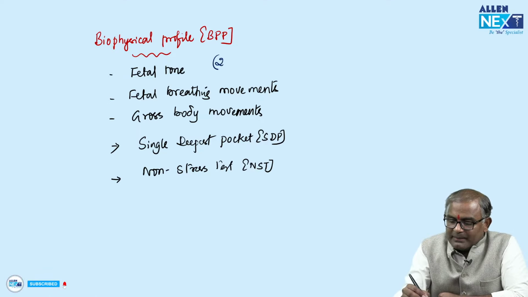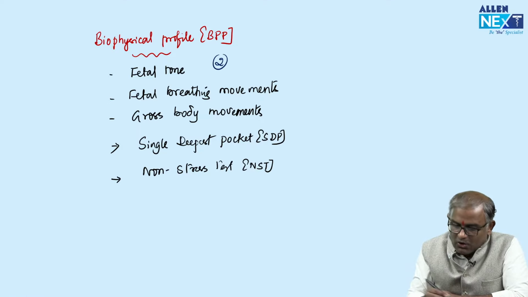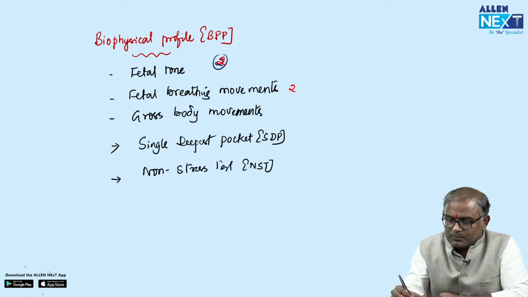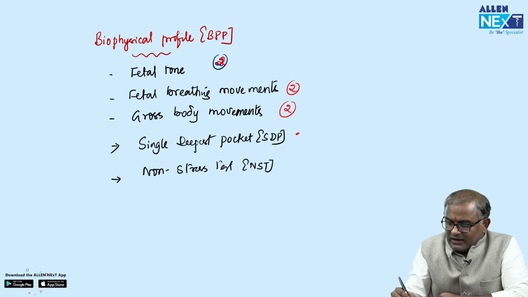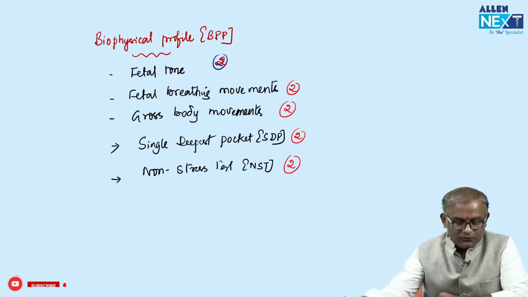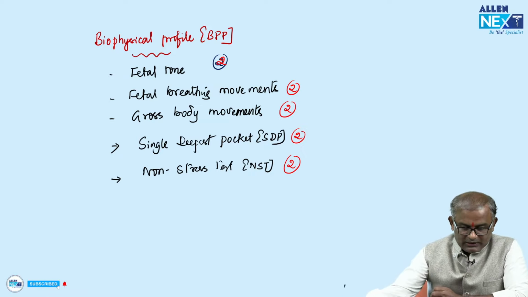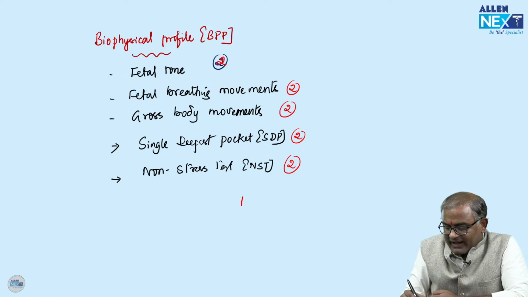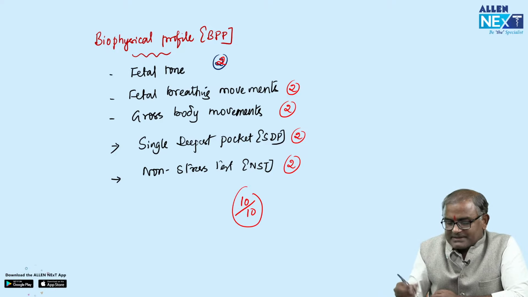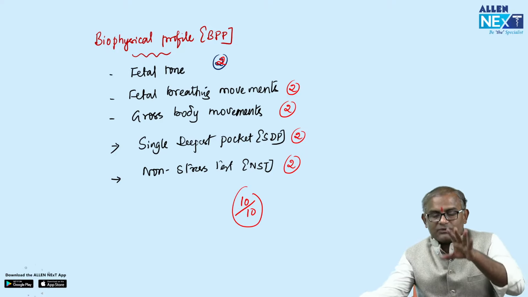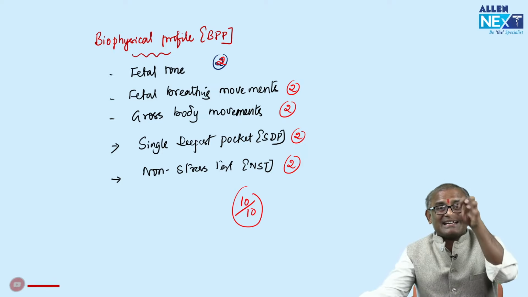Each component will be given a score of 2. You got the point, doctors? So the maximum score is 10 out of 10. These are the 5 components of the biophysical profile.